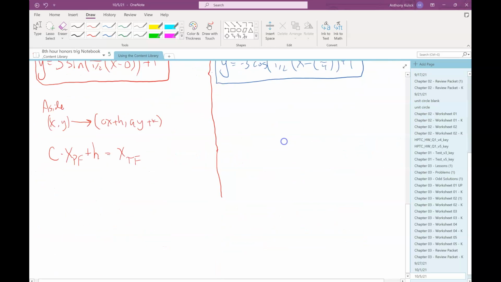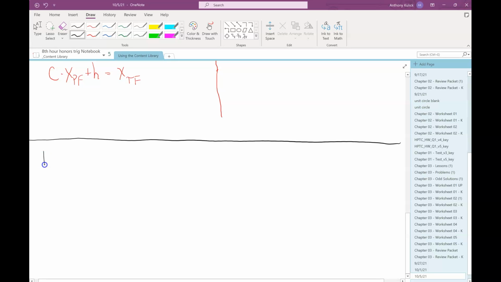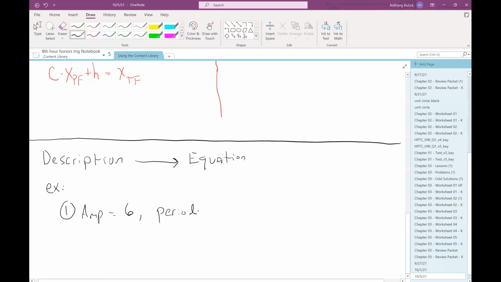So up next, we're going to do something that can be a little bit more challenging. So here we're going to go from a description to an equation. So let's say that our graph has amplitude of 6, period of 10. My pen stopped working. There it goes. And we pass through the point, I don't know, -5, 8 or something.